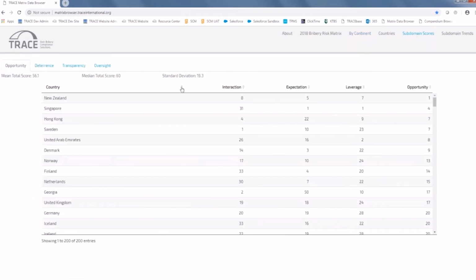We talked about how each domain is made up of a number of subdomains, and this is where you can actually get a look at those subdomain numbers. Now, we refer to the domains and the subdomains in the Matrix data browser with sort of shorthand names. The 4 domains, obviously, opportunity, deterrence, transparency, and oversight. Within opportunity, we have interaction, the amount of contact you have, expectation, how common bribery is generally, and leverage, bureaucratic red tape and slowdown and chance to make life difficult for you if you don't pay a bribe. And then those together combine to create the opportunity score.